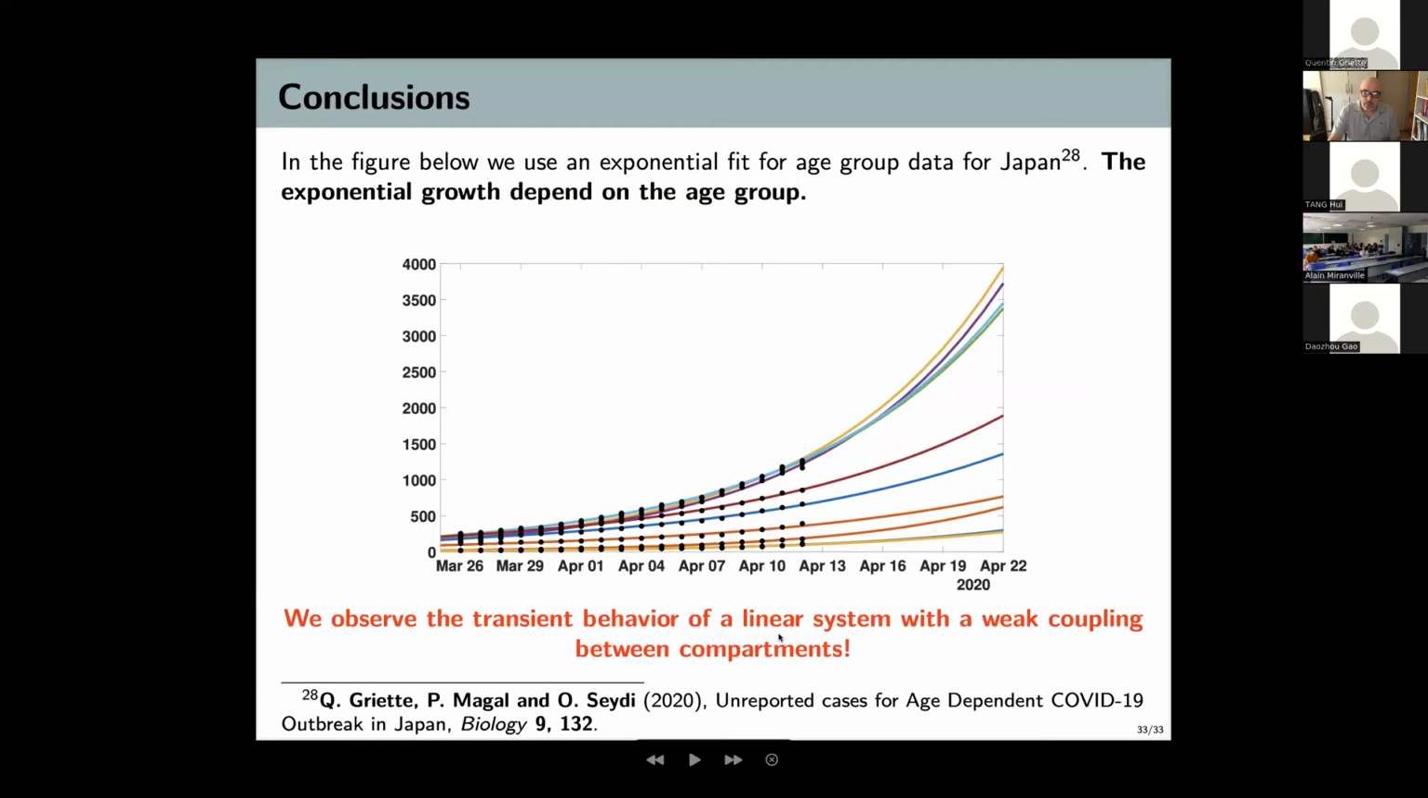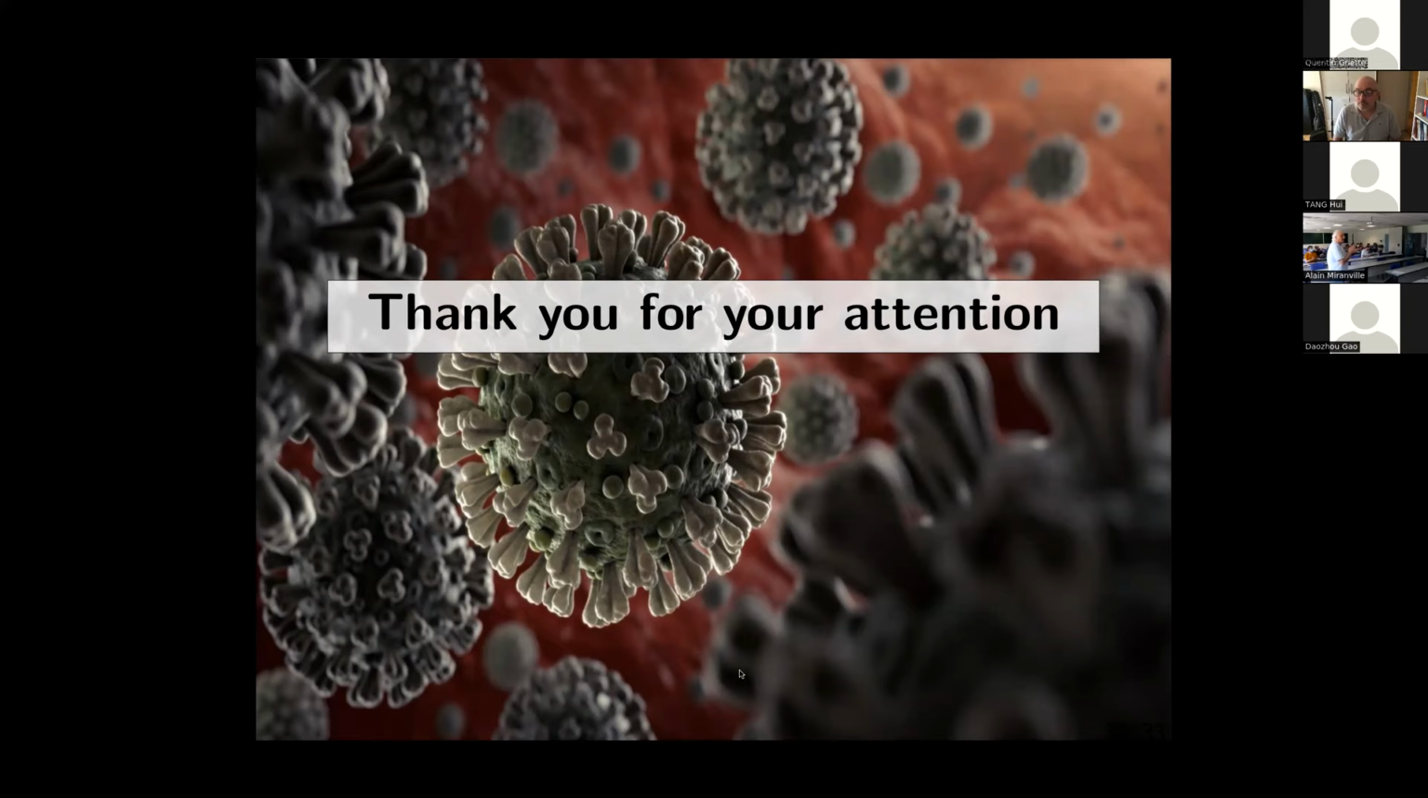So in fact, even though the model is linear, in the transient, what we observe in the data is a transient behavior that is converging exponentially fast, but maybe slowly, to an asynchronous exponential growth regime, in fact to a single exponential. So I want to stop here and thank you for your attention. The discussion is open.